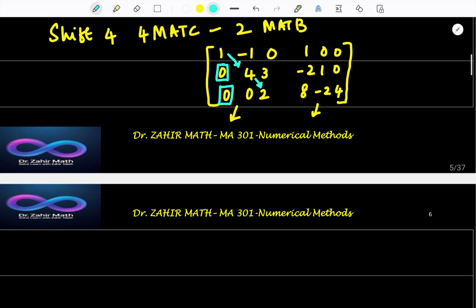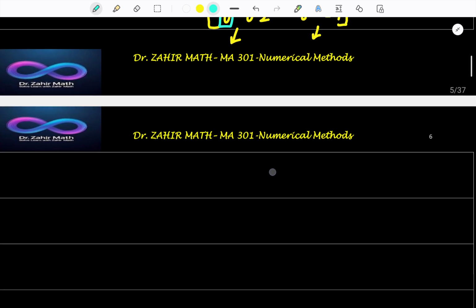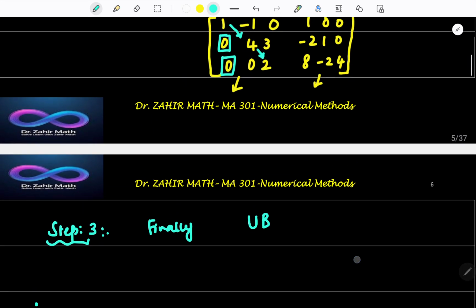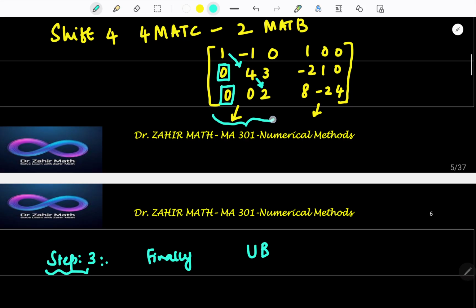What the rule says, now we are going for step number 3. Step number 3 is, finally we get a matrix UB. What is your U, teacher? This is your upper triangular matrix U and this is your matrix B, we are going to call it.